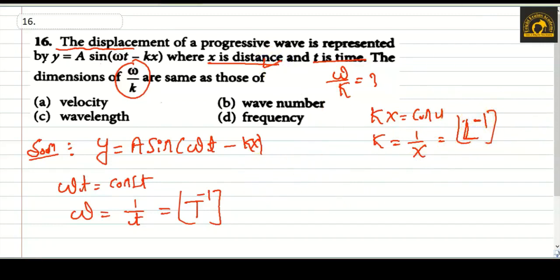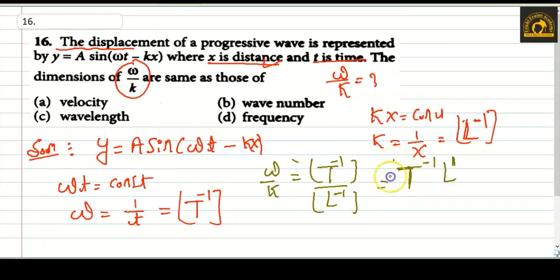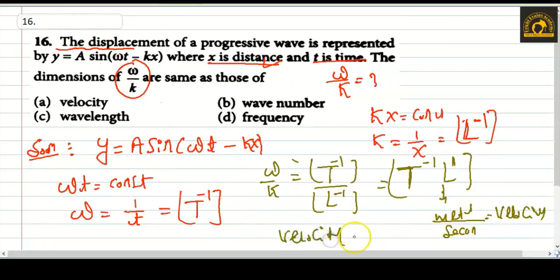So now put the values in this equation. Omega divided by k is equal to omega, which is t to the power of minus 1, divided by k, which is L to the power of minus 1. After simplifying, that is t to the power of minus 1 L to the power of plus 1. So which is the dimensional formula? L is measured in meter, divided by second, time. So meter per second, that is a velocity. So the answer for this question is the velocity dimensional formula. So option A is the correct answer for the 16th question.